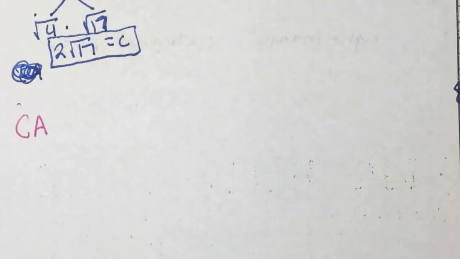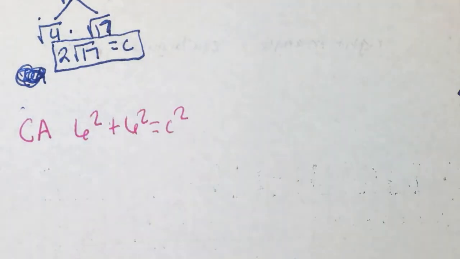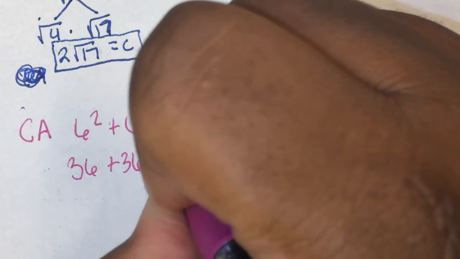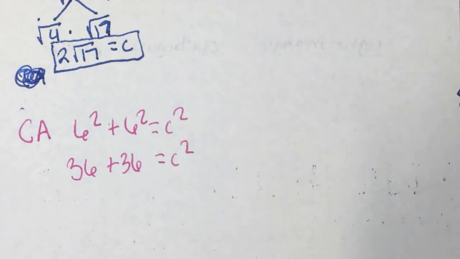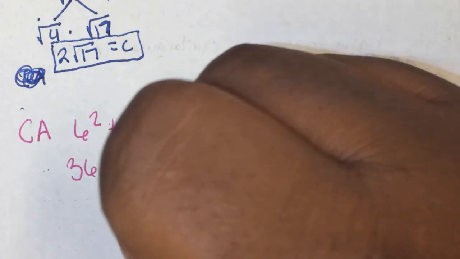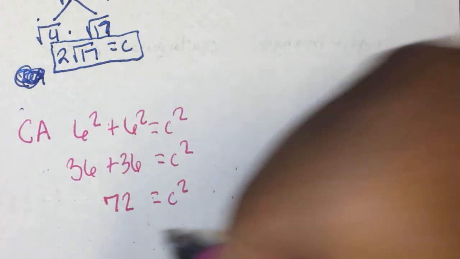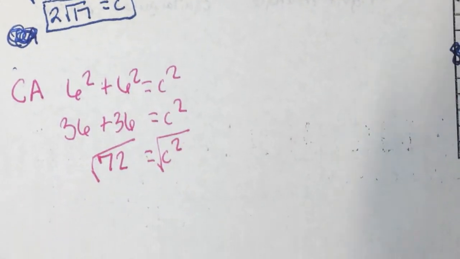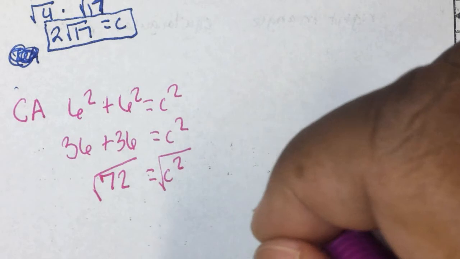CA down here. CA was 6 and 6, so 6 squared plus 6 squared equals C squared. 36 plus 36 equals C squared. What's 36 plus 36? 72. Well, right there, that'll tell you. Since we didn't get 68 under the radical, that'll tell you that that side is different. But we can simplify, I might as well.